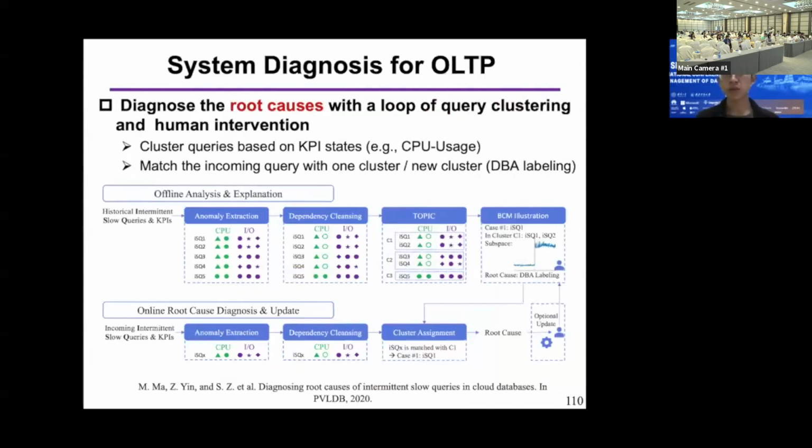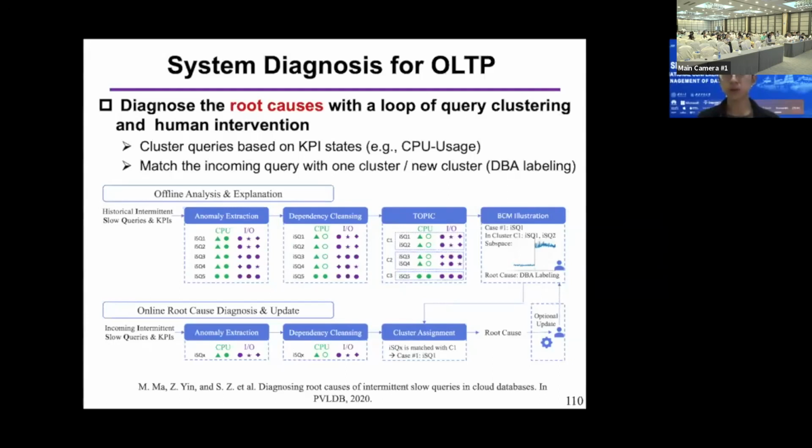They assume that slow queries with similar key performance indicators have the same root causes. They adopt a two-stage diagnosis. In the offline stage, they extract slow queries from the failure records, cluster them based on the KPI state, and ask DBAs to assign the root causes to each cluster. And in the online stage, for an incoming slow query, they match it to a cluster based on the similarity score of the KPI state. If matched, they use the root cause of the cluster to notify DBAs. Otherwise, they generate a new cluster and ask the DBAs to assign the root causes.